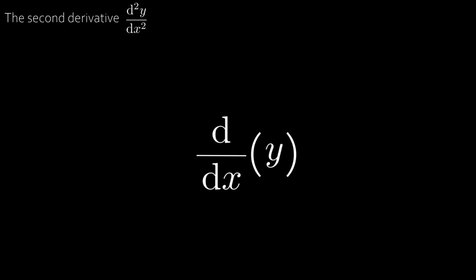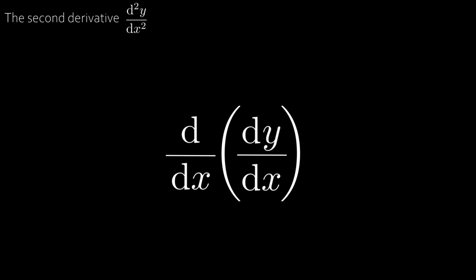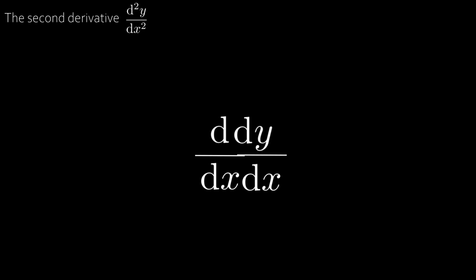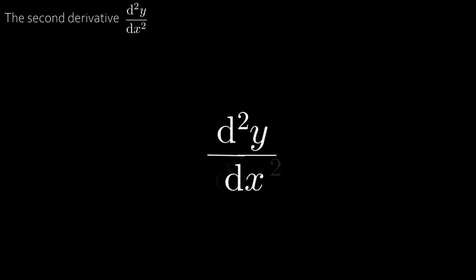Now the second derivative is the derivative of the derivative, or the gradient of the gradient, which is d/dx of dy/dx. Now removing the brackets gives us d dy over dx dx, and since there are two d's in the numerator, we can write this as d squared, and since there are two dx's in the denominator, we can write this as dx squared, and normally we omit the brackets and just write d²y/dx². Now this is how we write the second derivative.